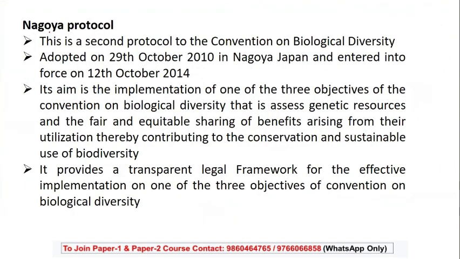Next is the Nagoya Protocol. It is the second protocol to the Convention on Biological Diversity, which was adopted on 29th of October 2010.